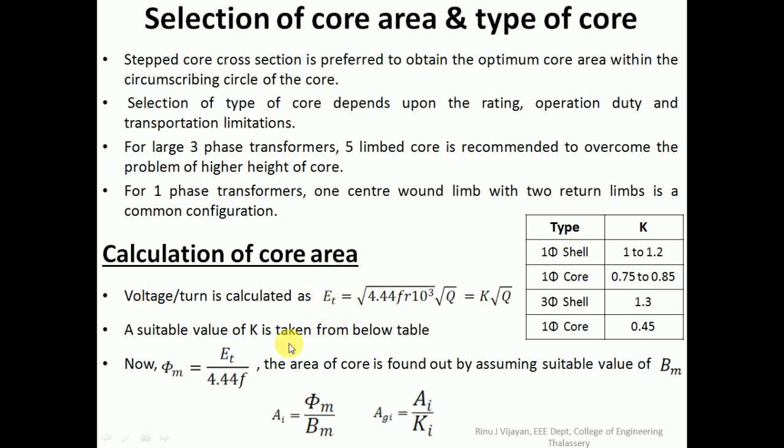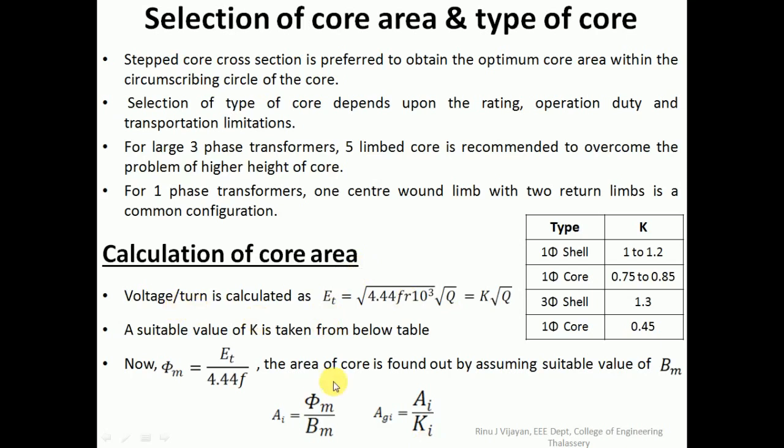As you know, the standard relation for EMF per turn is 4.44 phi m into F. From that relation, you can easily calculate the value of phi m, which is the main flux. Once the value of main flux is known, assuming a suitable value for the maximum flux density, we will be able to calculate the value of net iron area. Once the net iron area is known, we can determine the gross iron area by simply dividing it by the stacking factor.